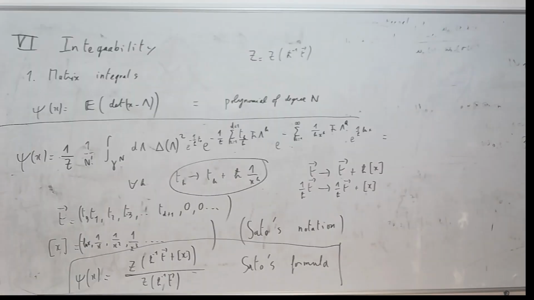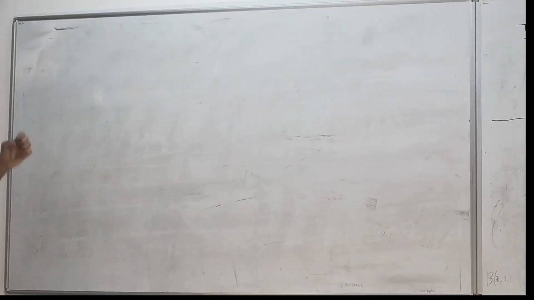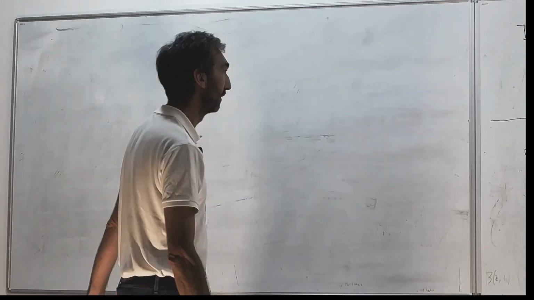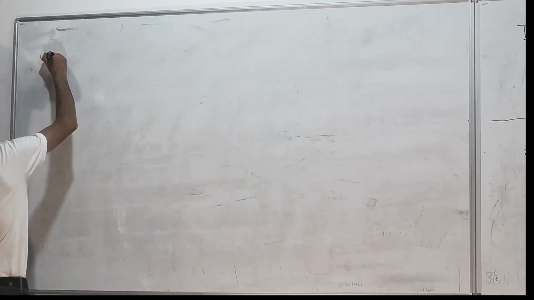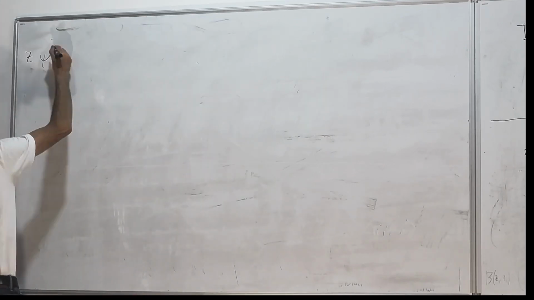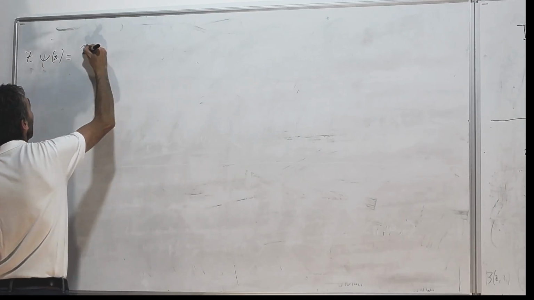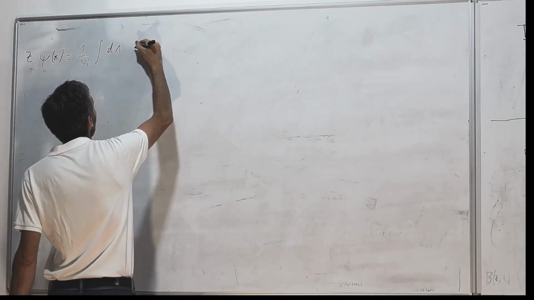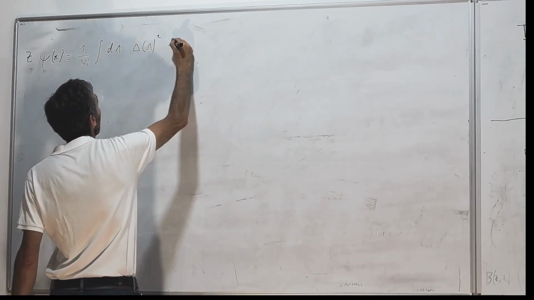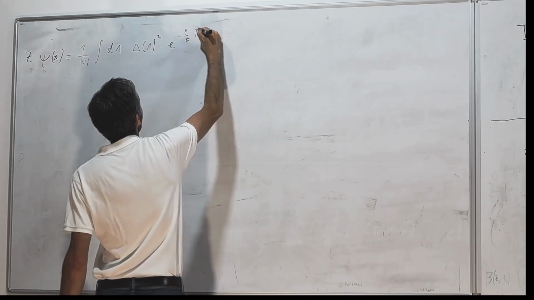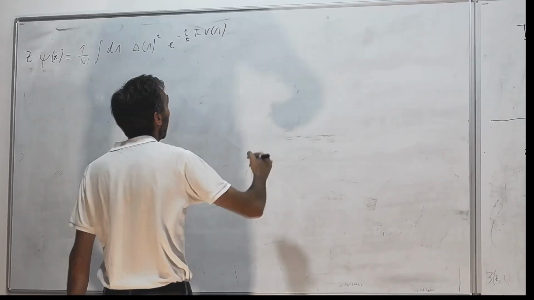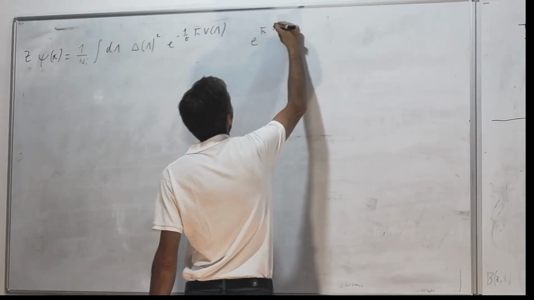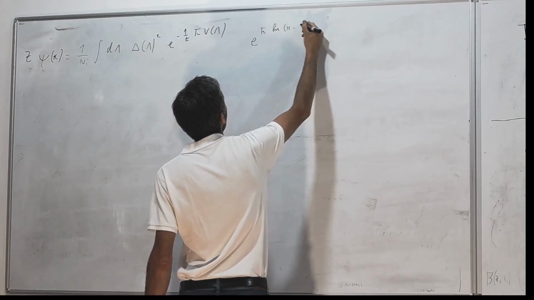Small h bar expansion. So now, okay. So let me start over with the following observation. So z times psi of x was the integral, 1 over n factorial, integral over d lambda, delta of lambda to the square, exponential of minus 1 over h bar trace of v of lambda, and times, again, exponential trace of log of x minus lambda.